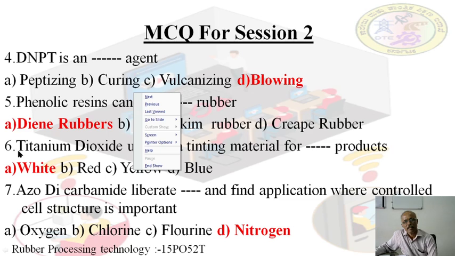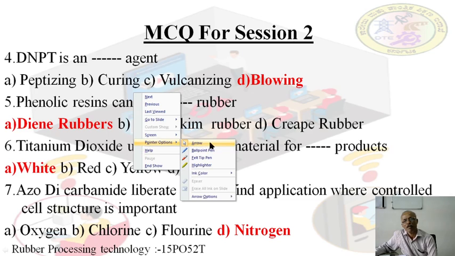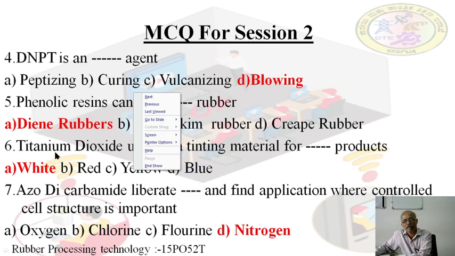And the sixth one, titanium dioxide is used as a tinting material for dash products. Which product? Titanium dioxide we are using in colored items, as I told before. Option A is white, option B is red, option C is yellow, option D is blue. So the answer is white.